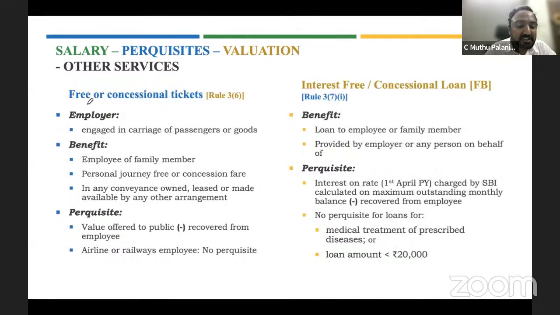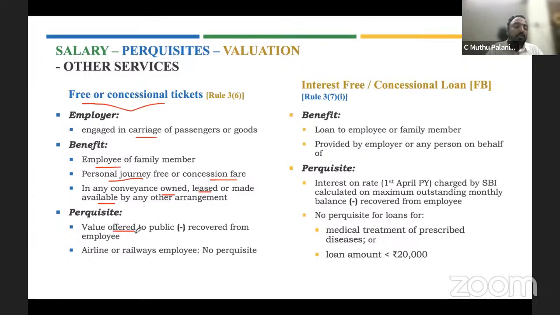Next, free or concessional ticket. So here, employer engaged in the carriage of passenger or goods. Please remember, it is only for transport companies. So the company is involved in carrying passenger or goods. Now, what is the benefit? Benefit is given to employee or family member. It could be personal journey, free or concession fare, but it is personal journey. It is not official. So in any conveyance, owned, leased, or made available by any other arrangement. So basically, I am running a transport system. I am asking either the employee or the family member to do a personal journey. So this is called a perquisite. What is a perquisite?